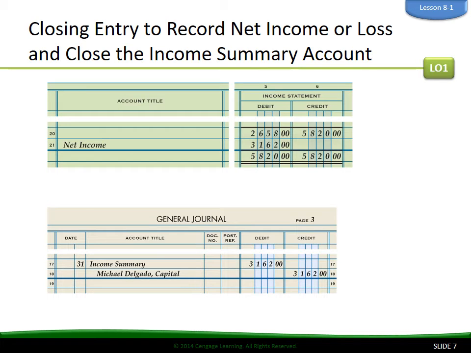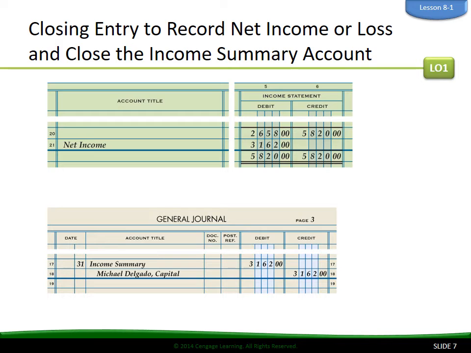Okay, so the last thing you have to do is close out the income summary. And this again is a closing entry on your general journal. Basically what this is showing you is, this again is the worksheet. So we know that there's a net income because we can see it. We can also see that this is the value of the net income right here, 3162.